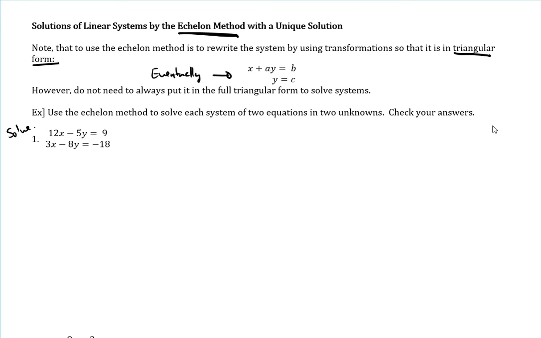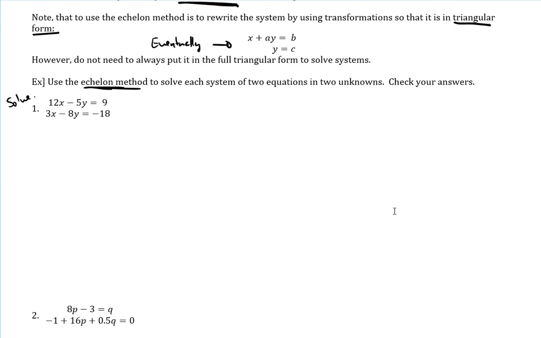However, we don't really need to do it all the way into this. We can do a partial echelon method and still get an answer, and we could save a couple steps. So I'll show you how I'm going to do it.